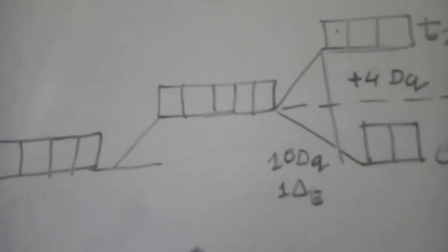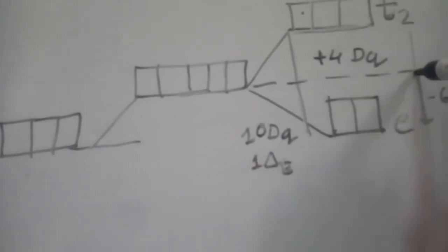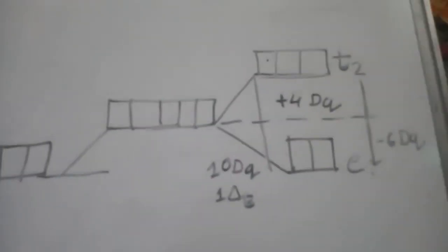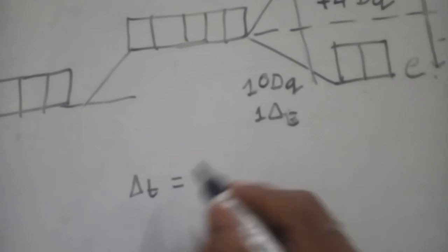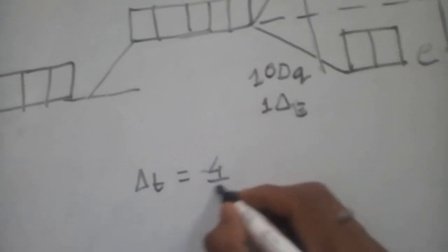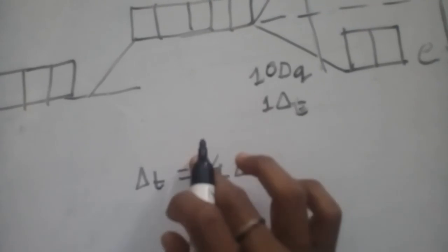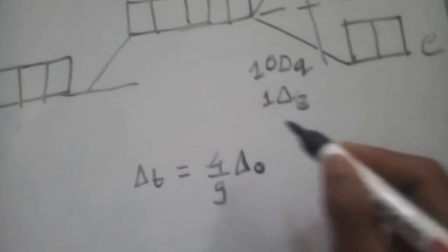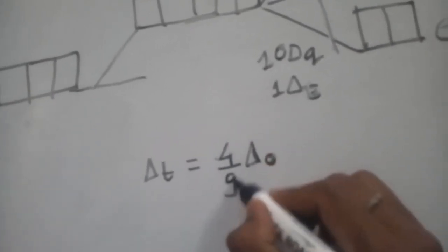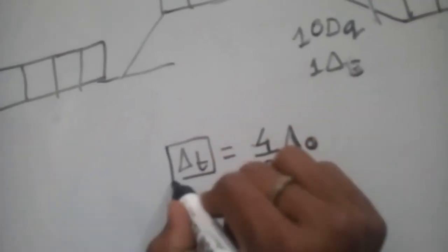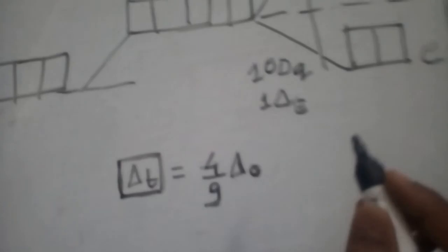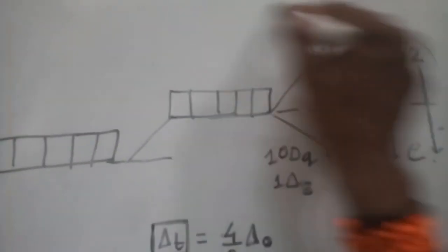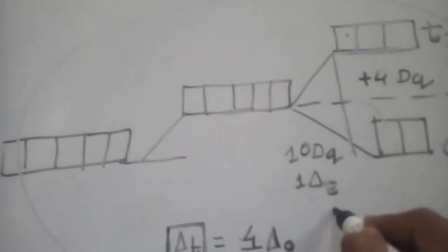Now we will compare the crystal field stabilization energy of tetrahedral and octahedral complexes. The crystal field splitting energy of tetrahedral complexes is 4 upon 9 that of octahedral complexes. And this was all about the crystal field splitting in octahedral, tetrahedral, square planar and tetragonal complexes.